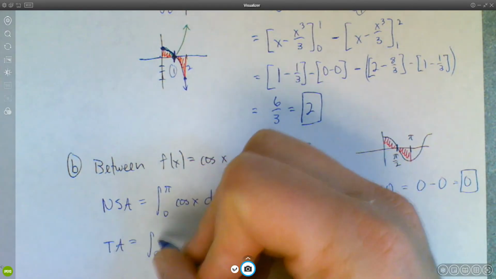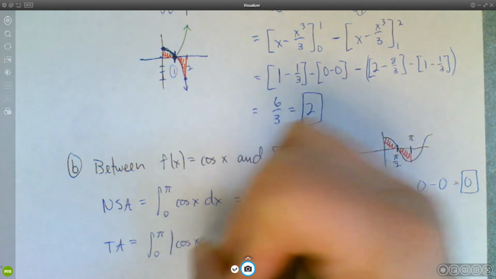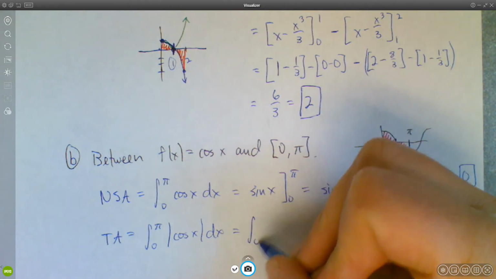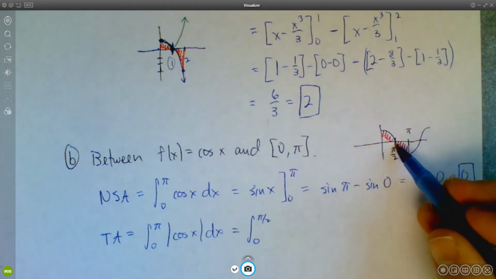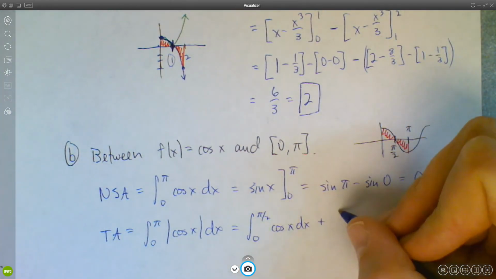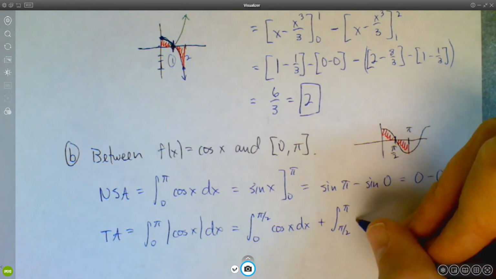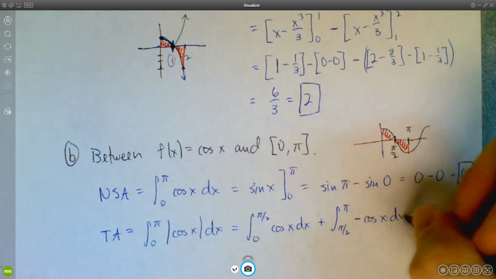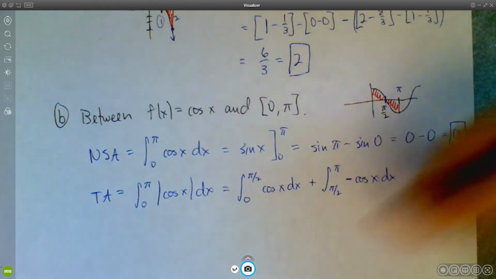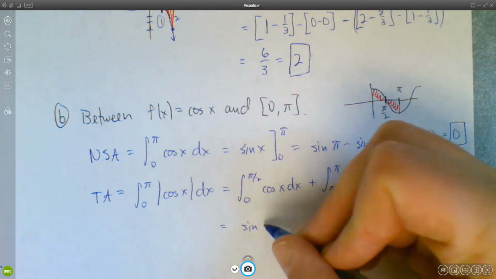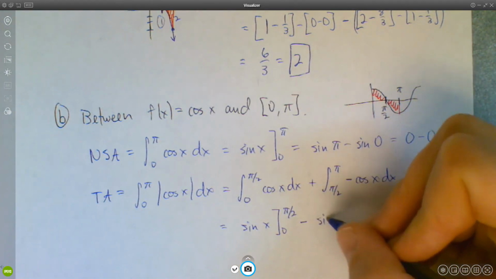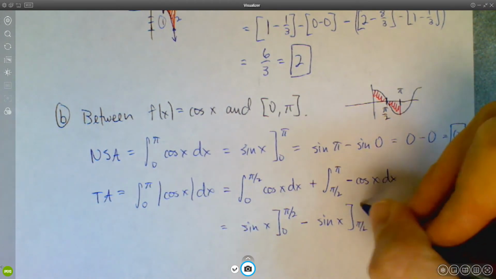well, that's going to be the integral from 0 to pi of the absolute value of cosine x dx, which turns out is the integral from 0 to pi over 2, right? That's where the sign changes. From 0 to pi over 2 of positive cosine x plus the integral from pi over 2 to pi of negative cosine x dx. Okay? So this is going to be sine x from 0 to pi over 2 minus sine x from pi over 2 to pi.